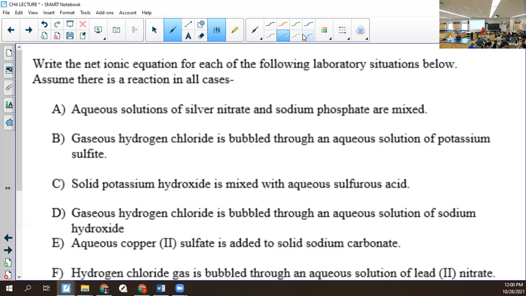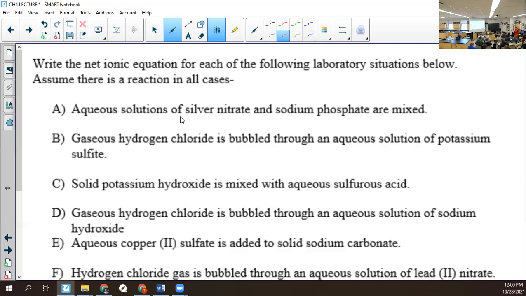We're going to write the net ionic equation for each of the following laboratory situations. Assume there is a reaction in all cases. AP promises us that if they give you a reaction, it will happen. So don't think, oh, that's a no reaction. If you get there, then you're wrong. All right, here we go.